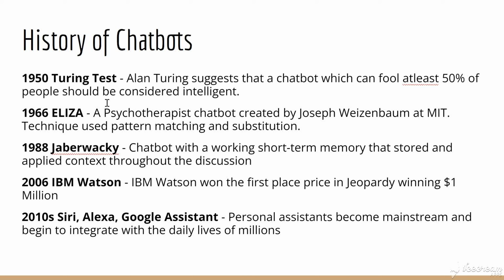Then we have in 1988, Jabberwocky. It's a chatbot with a working short-term memory that stored and applied context throughout the discussion. So this is one of the first examples we see where chatbots are now starting to remember things and keep track of things, which is definitely more important and something that we'll need as chatbots head towards the direction of becoming more human-like.